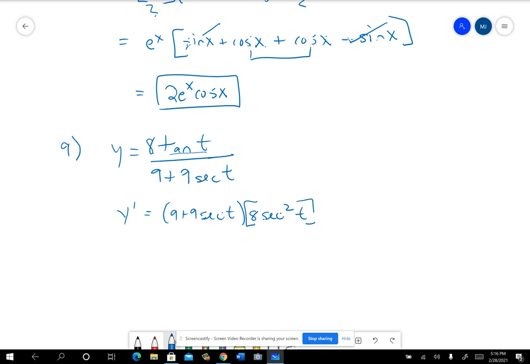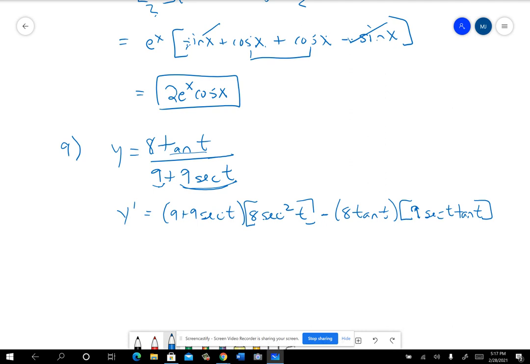Okay, so low times the derivative of the high minus the high times the derivative of the low, which has two parts. Derivative of 9 is going to be 0. The derivative of this would be 9, and then secant is a little weird. It's secant x tangent x. The derivative of secant is secant tangent. So secant t tangent t. Okay, so the derivative of 9 was 0. The derivative of this was 9 secant t tangent t.